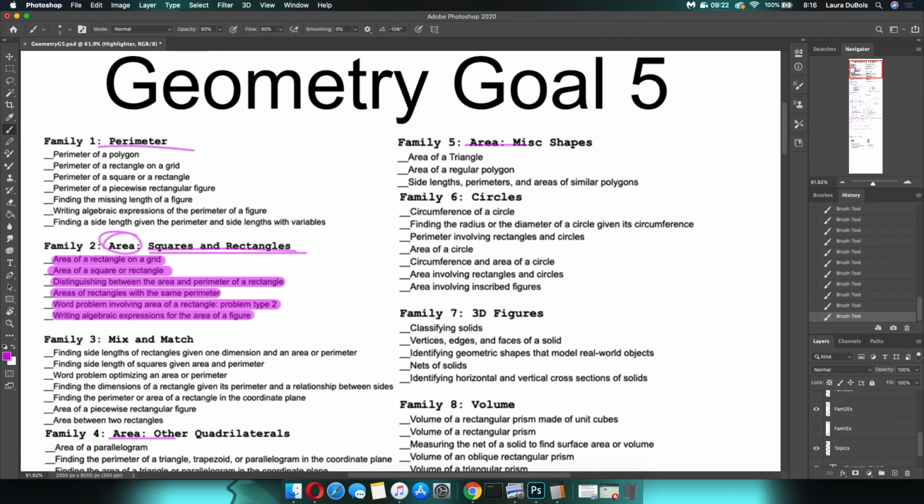Before I get into the other kinds of shapes, we want to talk a little bit about mixing and matching and getting used to perimeter and area all in one go.